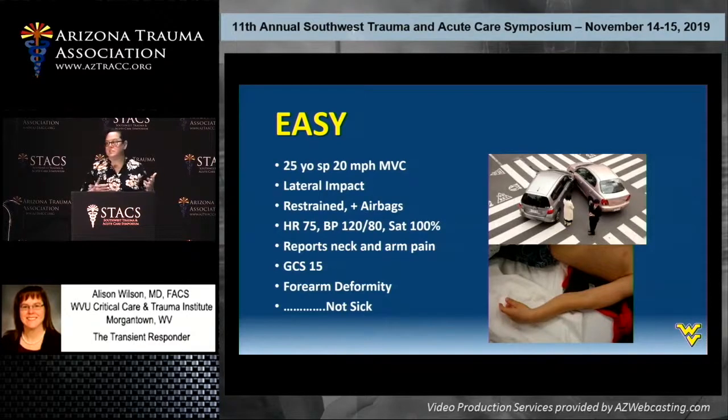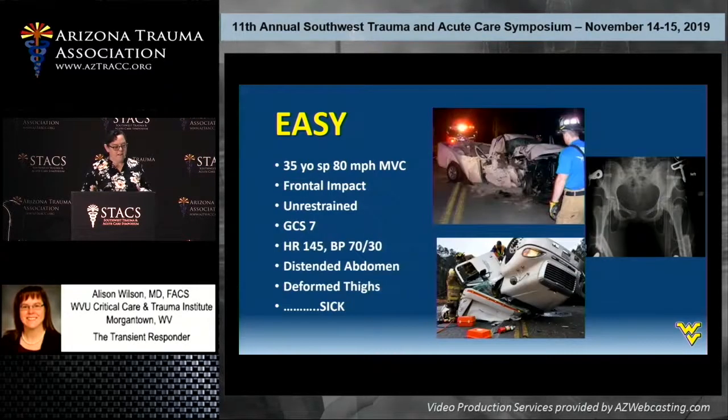So there are some patients that come in where it's really easy to figure out they're not hurt, right? A 25 mile an hour MVA, young person, no comorbidities, lateral impact, vital signs look great, neck and arm pain. This one's easy. You all know this patient's not sick, right? So you do your workup and that's okay. And then this one's easy too, right? A 35 high-speed MVA, frontal impact, unrestrained, bad GCS, hypotensive, tachycardic, class 4. This one's easy. This is the one that rolls in and it is game on.